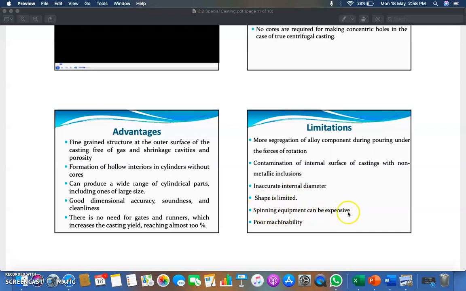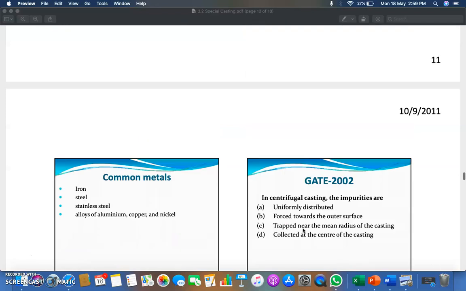Spinning equipment can be expensive, meaning that giving rotation up to a high RPM is very hard and very expensive as well. Poor machinability. Machinability will be very poor. If you are going to machine the parts, it will require a very high strength single point cutting tool, or a very high strength material, so that you can machine the centrifugally cast jobs.